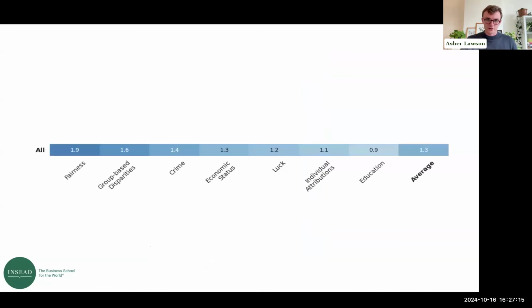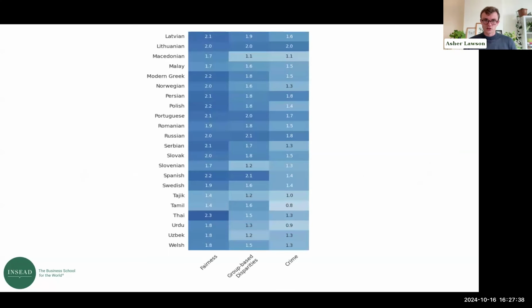But if we zoom in on a few things here, the first thing to note is that inequality is more related with some features than others. So people saw inequality as very related to fairness on average, and less related to things like education, and surprisingly, these individual attributions. We'll come back to that more later. The next thing to note is if we take within a particular feature, so I've just taken a subset of that graph, consider group-based disparities. Here we see that in Russian, compared to Slovenian, group-based disparities, so that thing like prejudice and discrimination, were viewed as approximately twice as related with inequality.